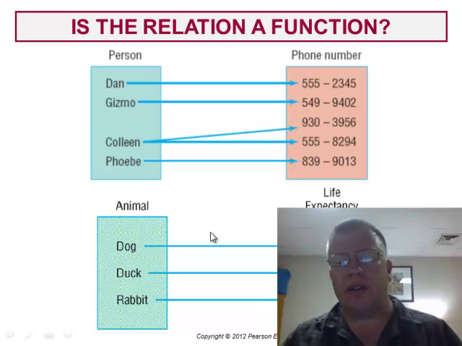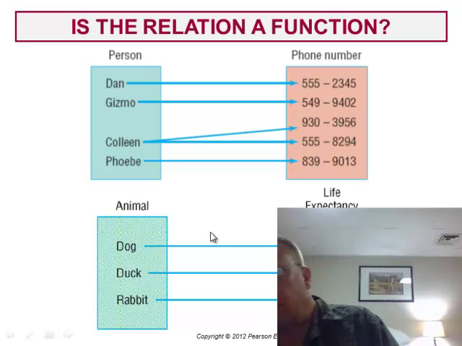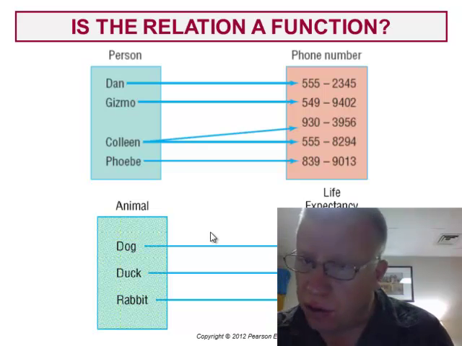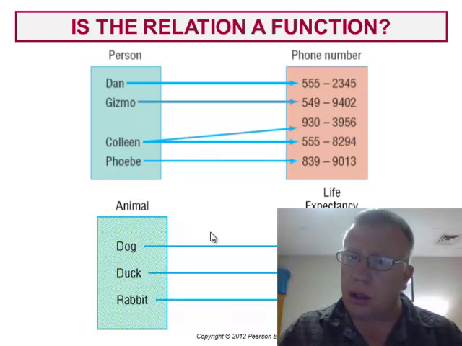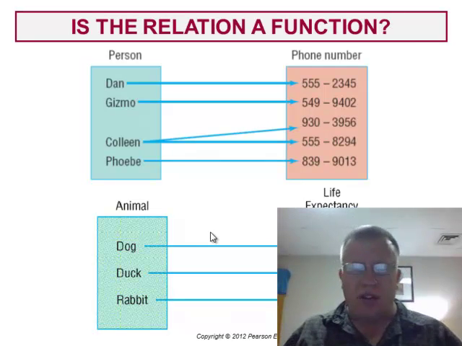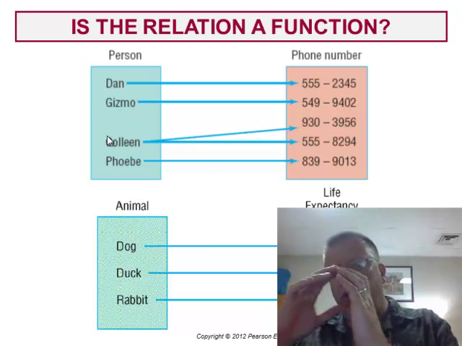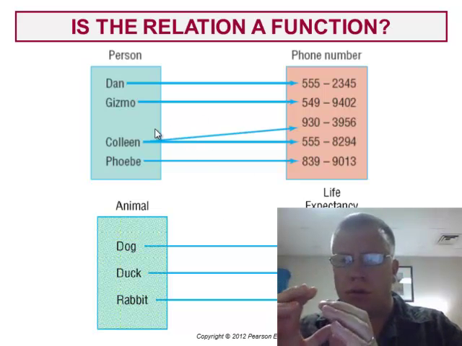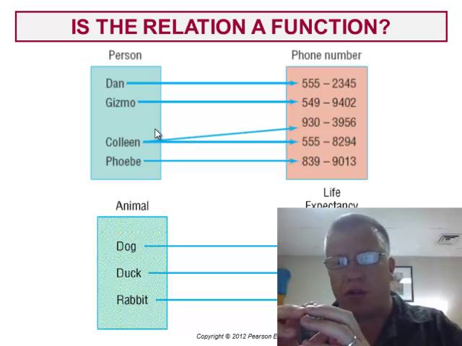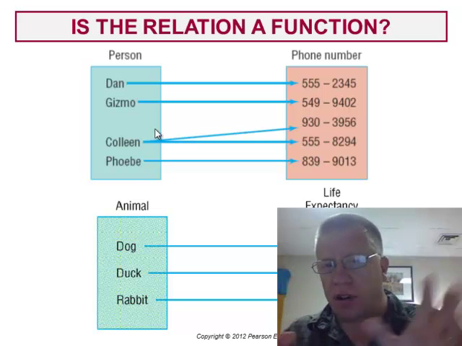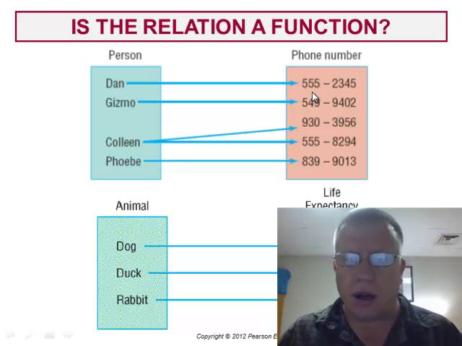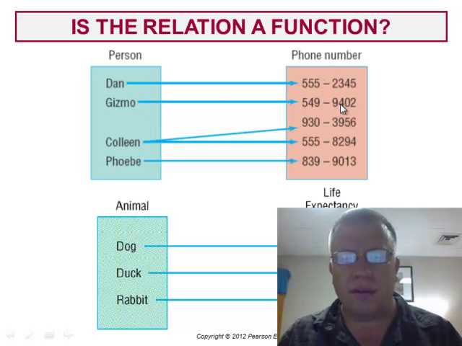So now we're going to start thinking about, well, is a relation a function? You have the big set of relations out there, but only some relations are functions. Not every relation is a function, but every function is a relation. Take a look at this picture up here. Look at this relation between persons and phone numbers. Now, notice for Dan, for Gizmo, and for Phoebe, they each have one phone number. But notice that Colleen has two phone numbers.